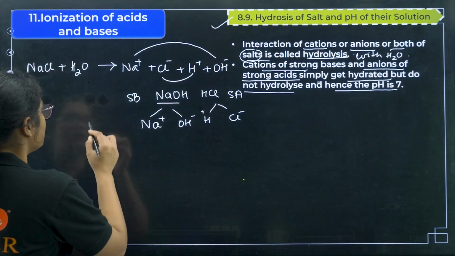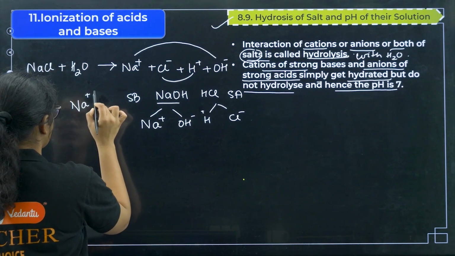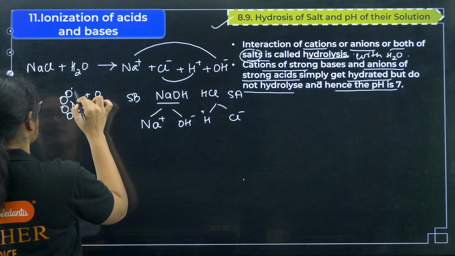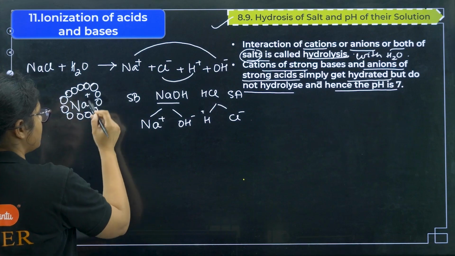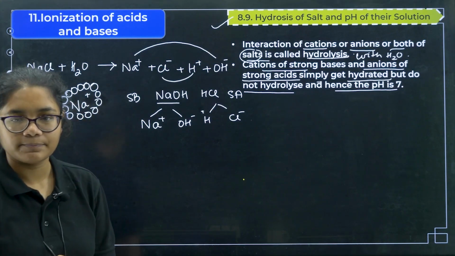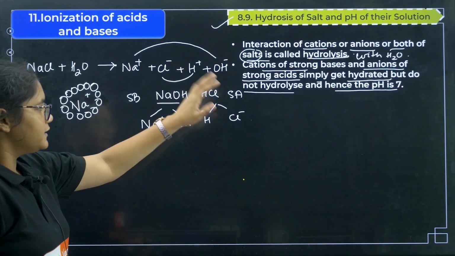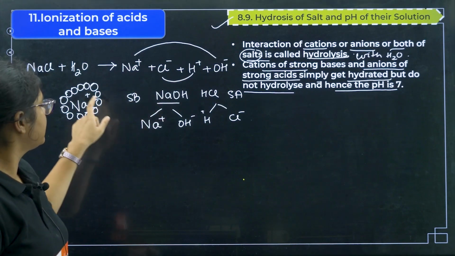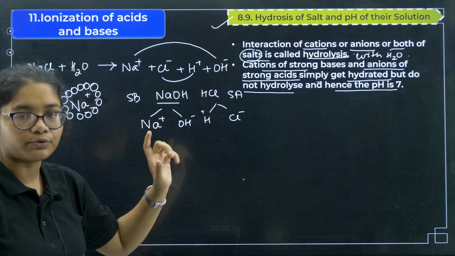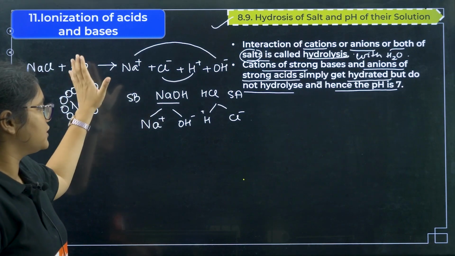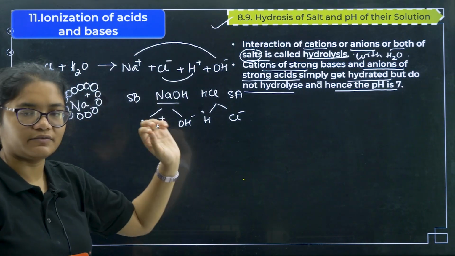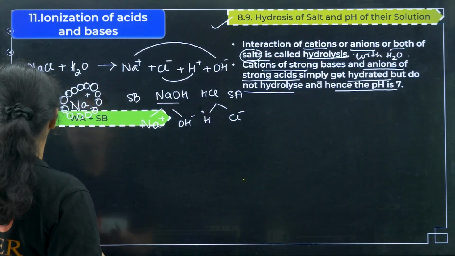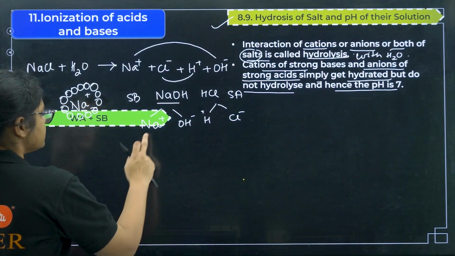What they can do is they can only get solvated by water. Means the water molecules can just surround them, but the water molecules cannot react with them, okay. So that is why it is said that the cations of strong bases and anions of strong acids simply get hydrated but do not hydrolyze. So the pH of such a salt solution will be 7. Clear? Now we will go to the next case, that is weak acid and strong base, okay.